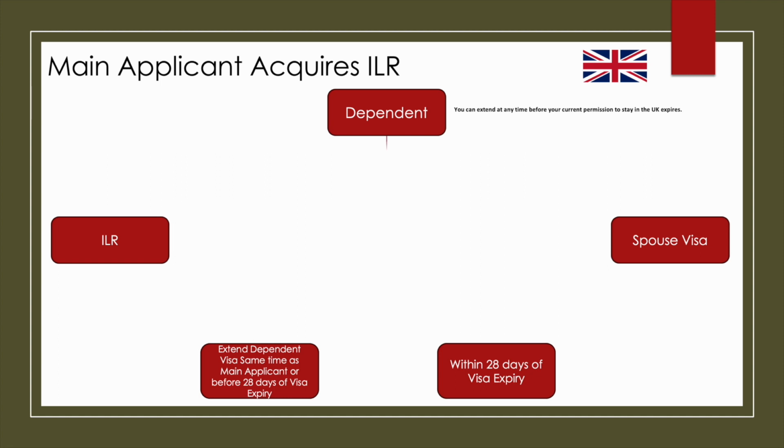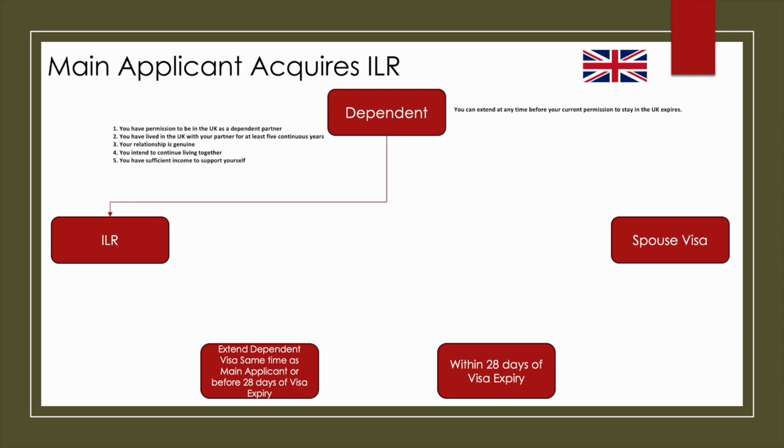First, let's look at ILR. If the dependent has permission to be in the UK as a dependent partner and they have lived in the UK with the partner at least for 5 continuous years, and they could prove that their relationship is genuine and they are living together, and they have sufficient income to support themselves and they haven't used any public funds, then they are eligible for ILR.